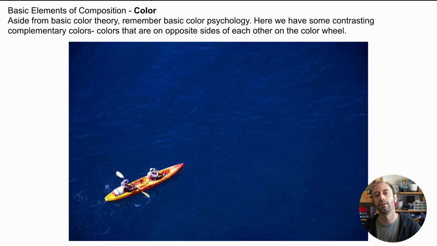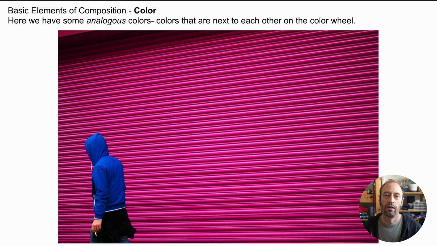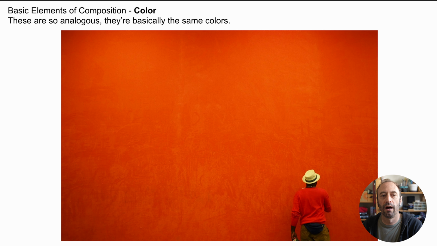Here are some basic considerations when it comes to color. We have contrasting complementary colors, colors that are on the opposite side of the color wheel to each other. So in this case, blue and yellow. We have analogous colors, colors that are much closer to each other on the color wheel. And in this case, it's blue and this kind of purplish pink. And then we can push that so far that the colors are basically the same. Like these analogous colors are nearly the same color. This is like a deep, deep orange and this kind of yellowed red, basically both orange.